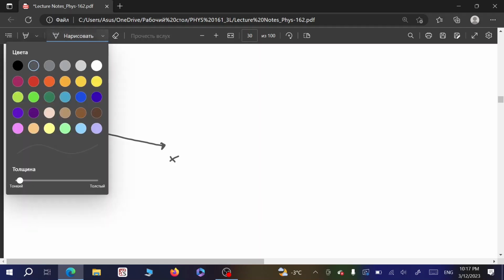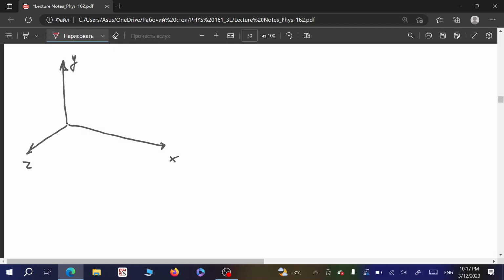If we have some system of coordinates, it will be x, z, and y. And let me change the color. We consider here the direction of electromagnetic wave propagation. C vector is like velocity vector.